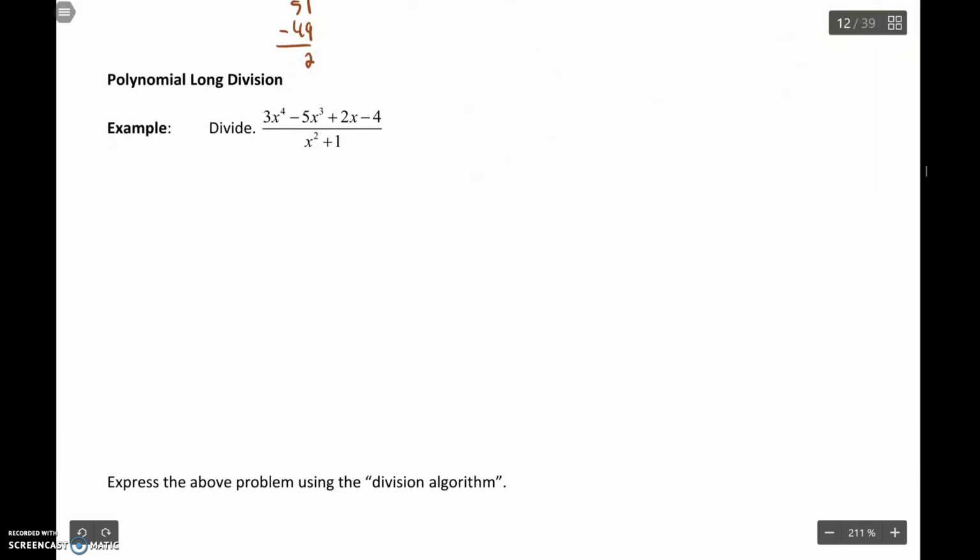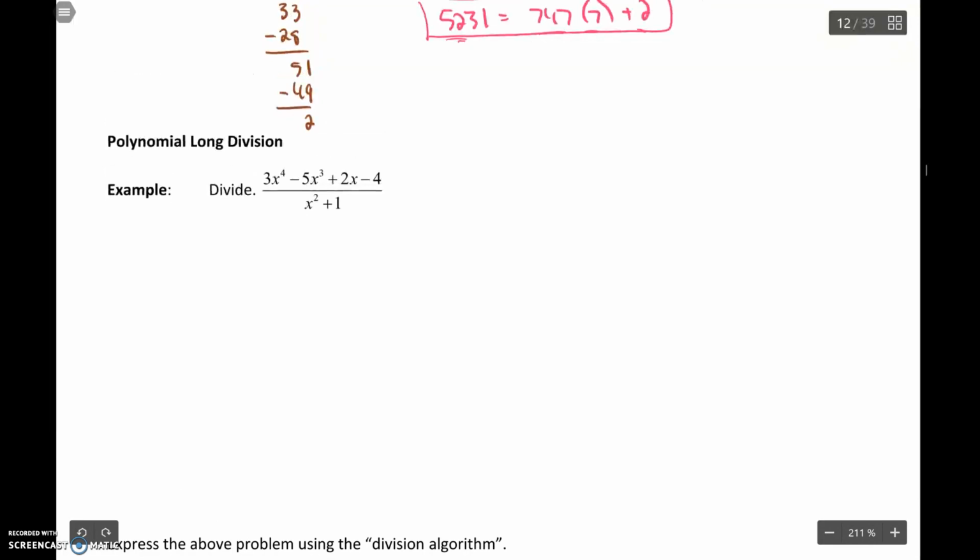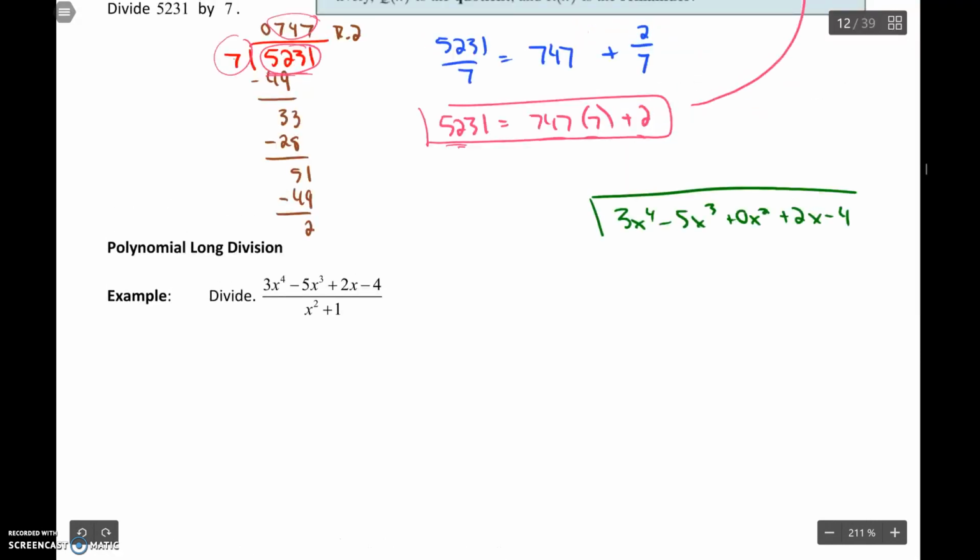I'm going to take 3x to the 4th minus 5x to the 3rd. Now there is no x squared term in here, so I'm going to put a placeholder for my x squared term so my columns line up. That's not a problem we have with numbers because there are always placeholders, but here we may lose our placeholders if there's no term there. Then this is x squared plus 0x plus 1.